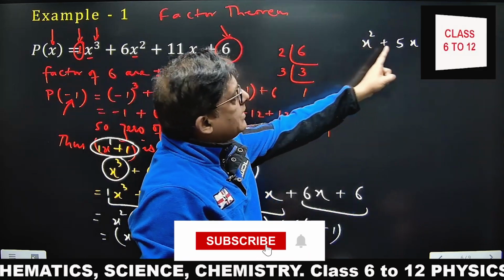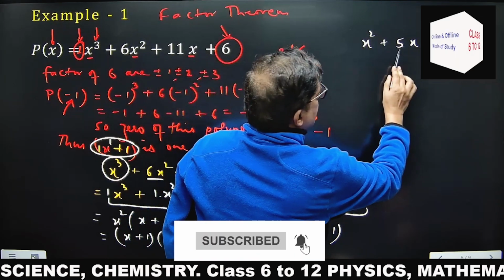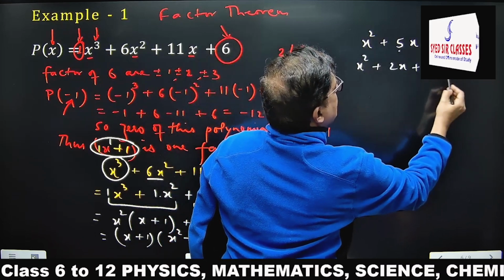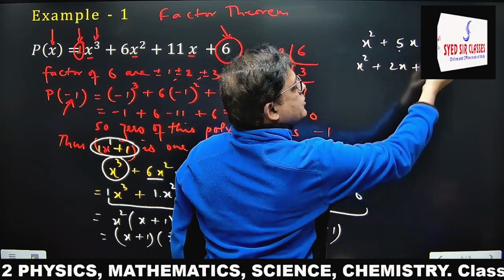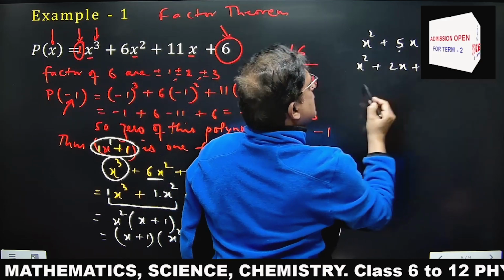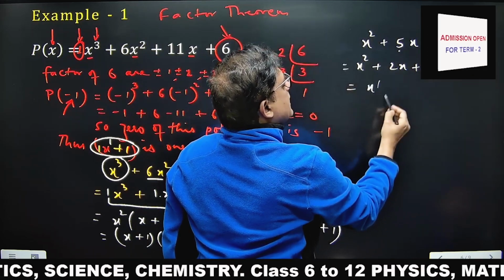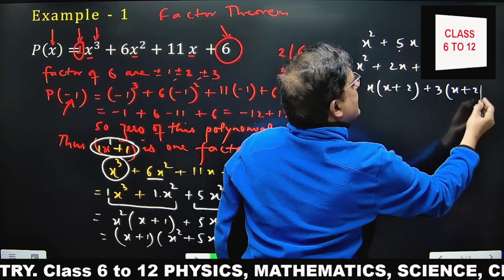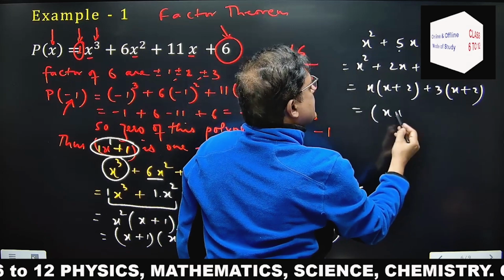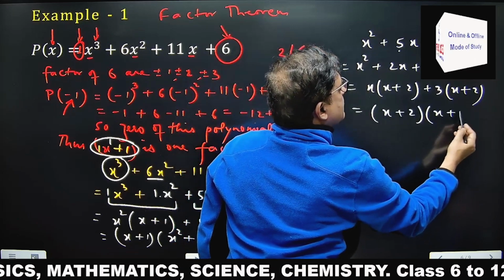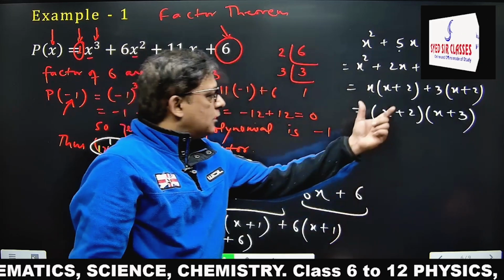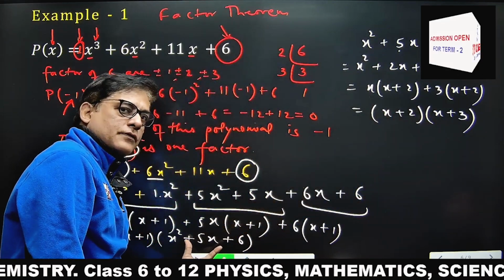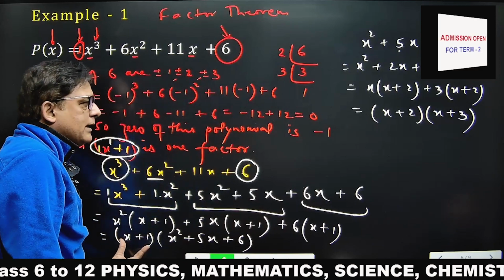And here x square plus 5x plus 6, now 5x can be split into 2x and 3x so that you are getting 5x, and the multiplication you are getting is 6. In this way it is x common x plus 2, plus 3 common x plus 2, and finally we factorize it into linear polynomials x plus 2 and x plus 3. These are the two polynomials for the factorization of this quadratic expression, but one we already have.